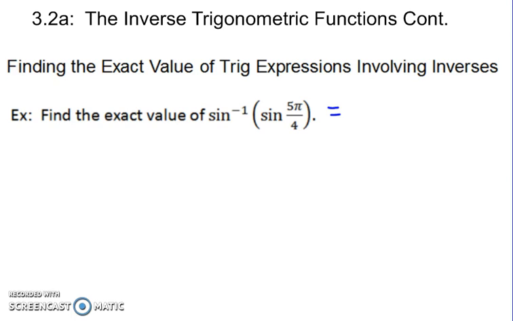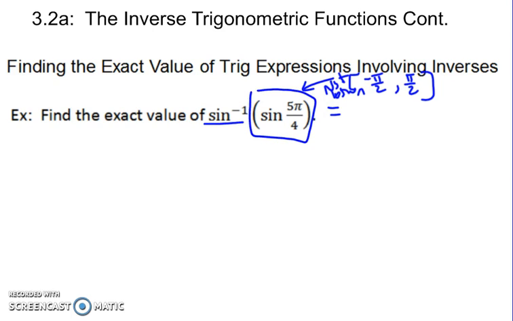However, that's not the case, because if you recall, you can only put numbers into arc sine between negative pi over 2 and positive pi over 2. But 5 pi over 4 is not between negative pi over 2 and positive pi over 2. So you can't just cancel those out and say that it's 5 pi over 4. This can't be 5 pi over 4 because the range, the numbers that come out for arc sine, must be a number between here and here. 5 pi over 4 is not a number between negative pi over 2 and positive pi over 2.